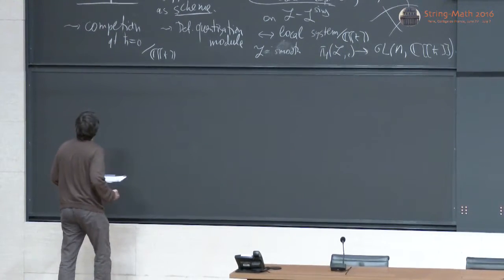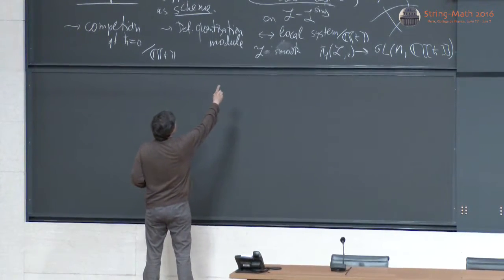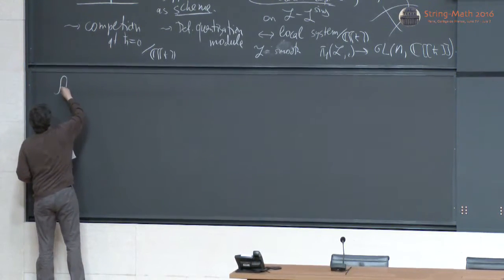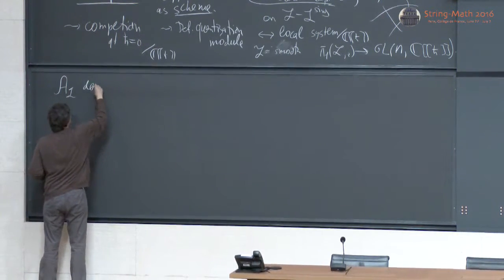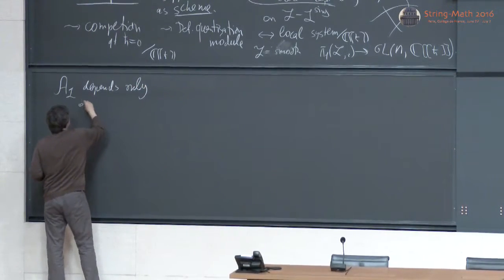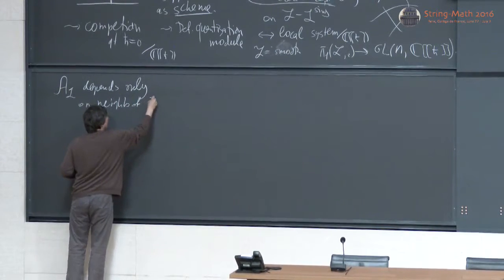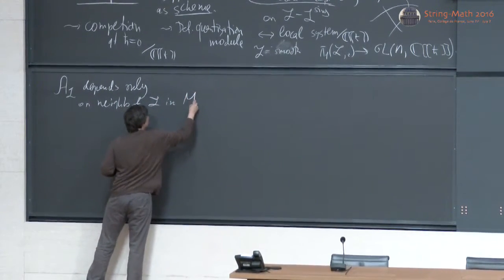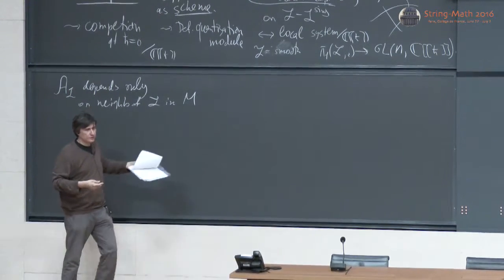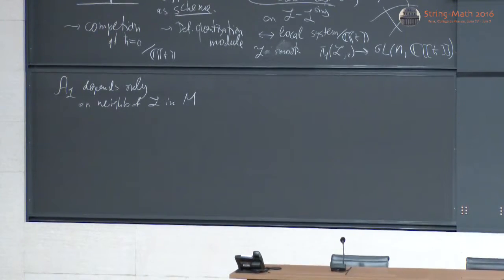Yeah, that's the important story about this algebra. L depends only on a neighborhood of L in M. So this global topology plays absolutely no role. It's like a representation of the fundamental group. It's of L only, not of the ambient space.